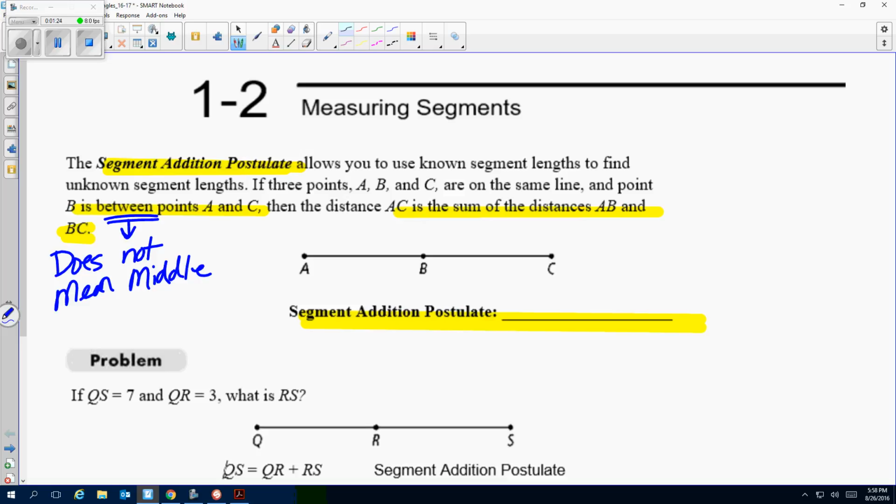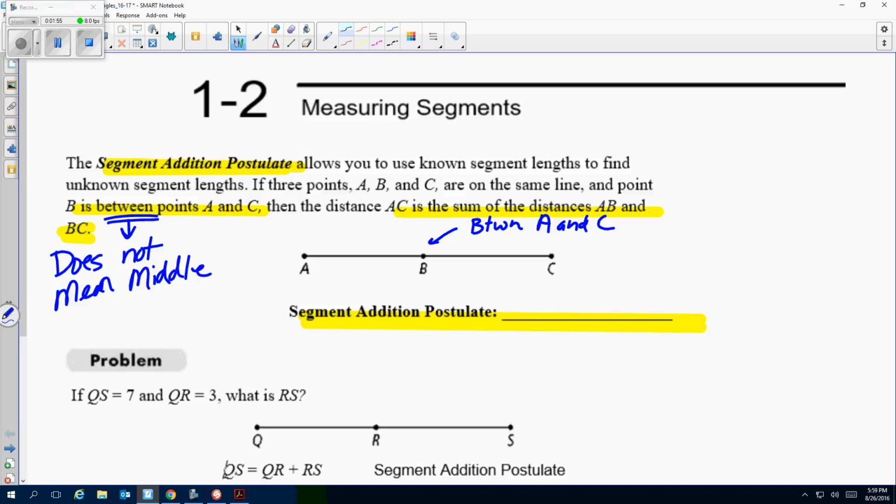What it does mean is that whenever I see that word between, I will be using the segment addition postulate. The segment addition postulate basically says right here, B is between. I'm going to put a little arrow. That segment right there is between, and this is my abbreviation for between, A and C. Meaning it comes after A and it's before C. So between does not mean middle. That's a special case which we're going to get into.